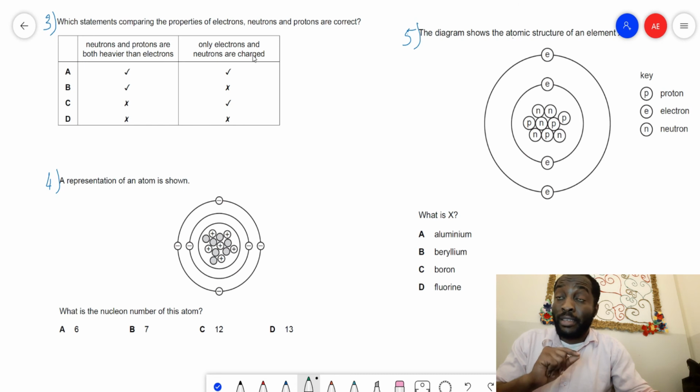That's a big lie. The electrons are charged, very correct, but the neutrons are chargeless. They have no charge. So if A says that statement is correct, then A is wrong, telling us that B is the best answer. So we circle B.